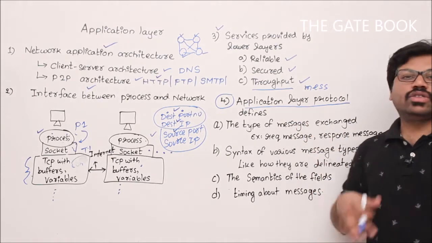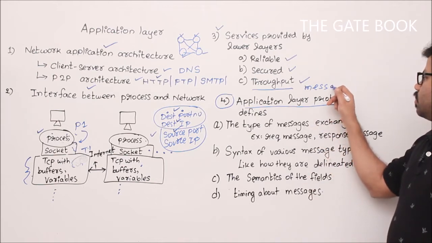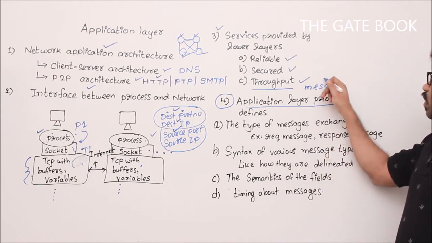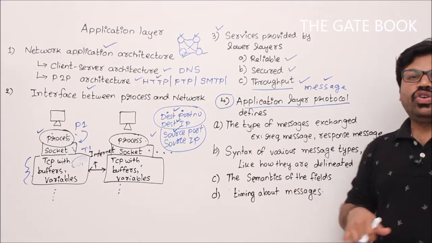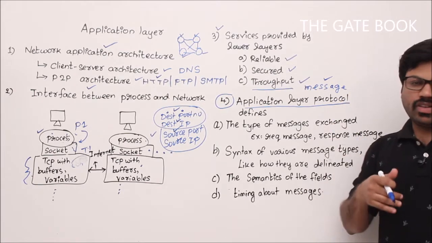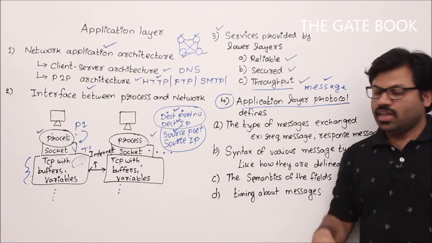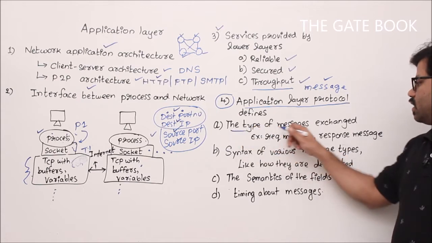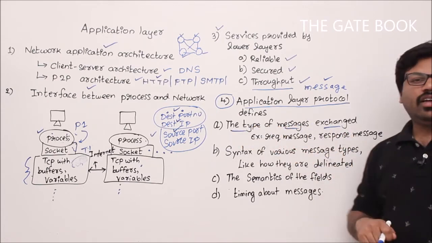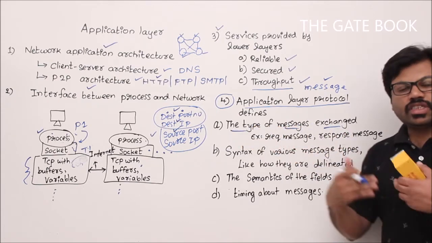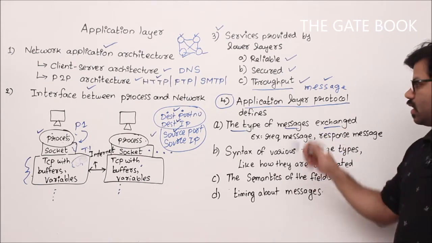Mostly the application layer is going to talk about the message. The application layer is going to create a message and it is going to talk about the structure of the message. We'll see various points clearly. First of all, the type of messages exchanged, right? Example, is it a request message, otherwise a response message?